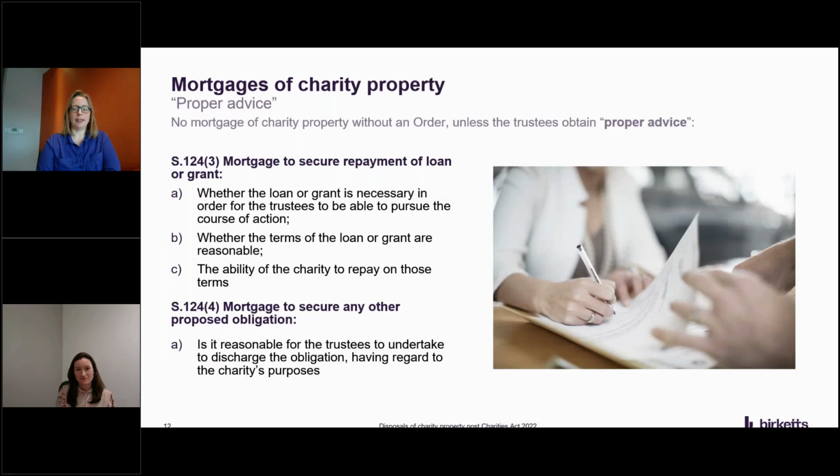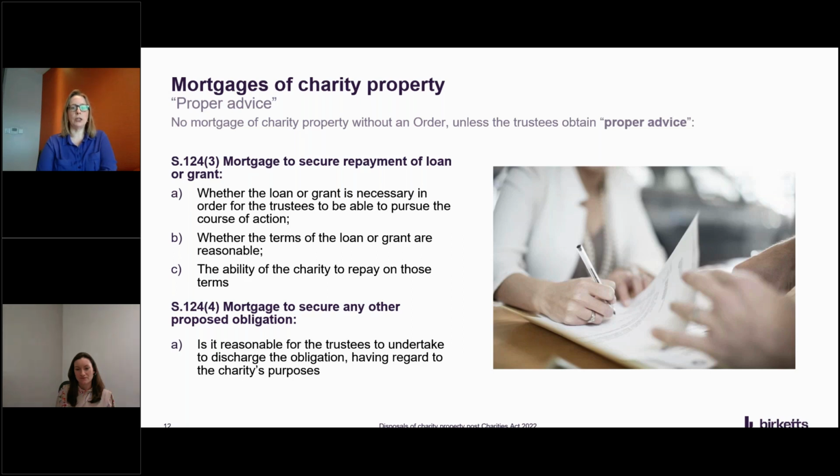Let's go back to the right slide. There we are. So mortgages are a type of disposal, but they have their own separate section in the Act. The requirements are slightly different from a freehold or leasehold disposal, and broadly fall into two categories.